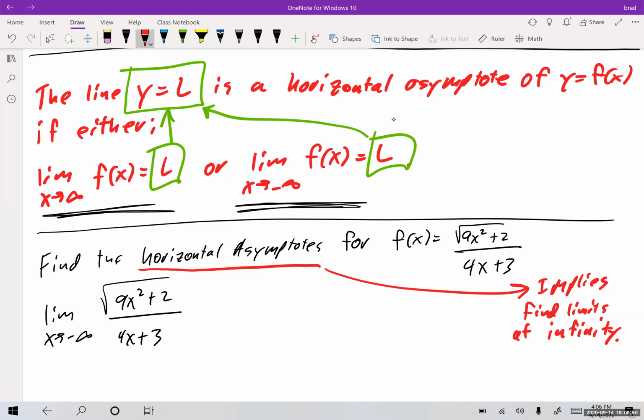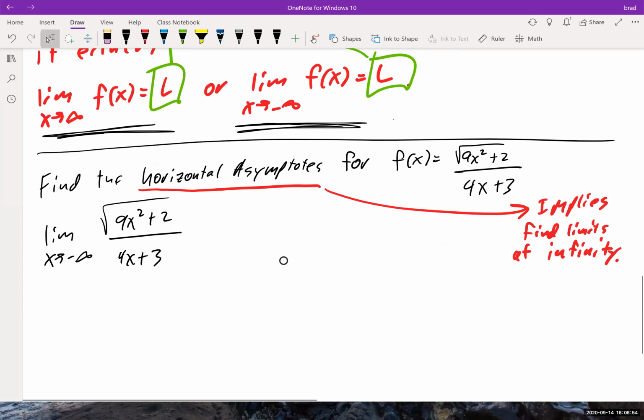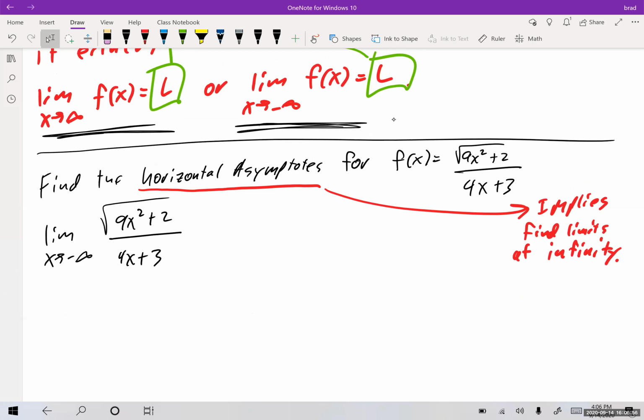So that's what it's implying, okay? So the first thing we've got to figure out is how we're going to deal with this negative infinity and dividing by a power. So we're going to employ a similar technique we used before. We're going to divide by our highest power in our denominator.